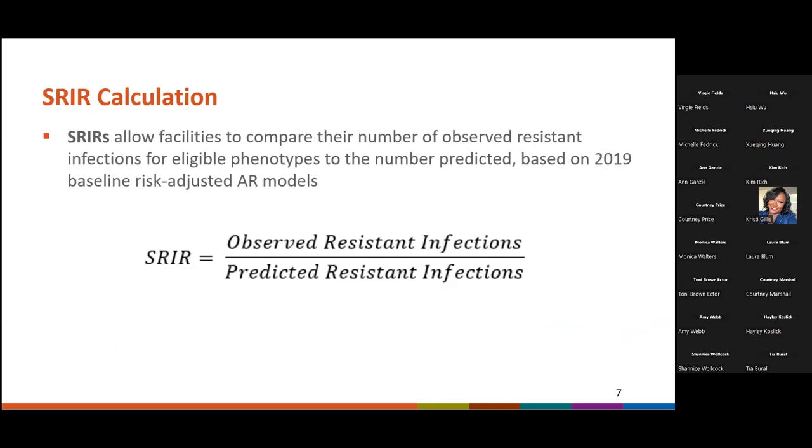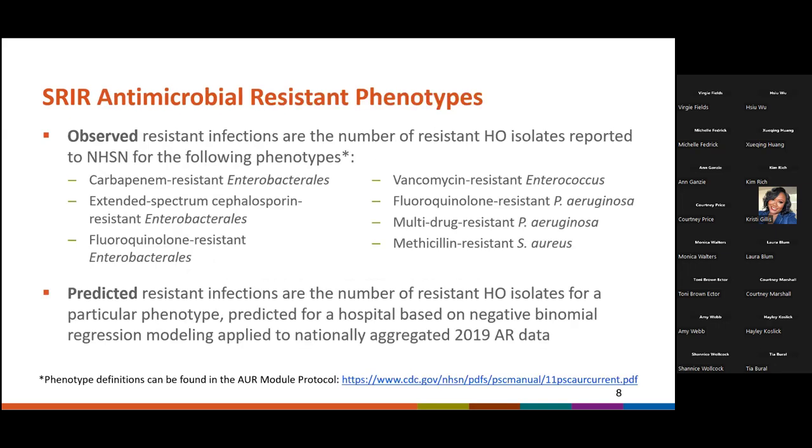SRIRs allow facilities to compare their number of observed resistant infections for eligible phenotypes to the number predicted based on 2019 baseline risk-adjusted AR models. To calculate the SRIR, we divide the number of observed resistant infections by the number of predicted resistant infections.